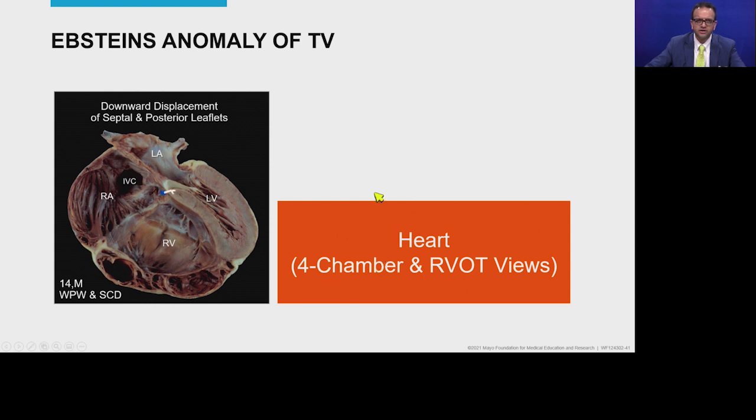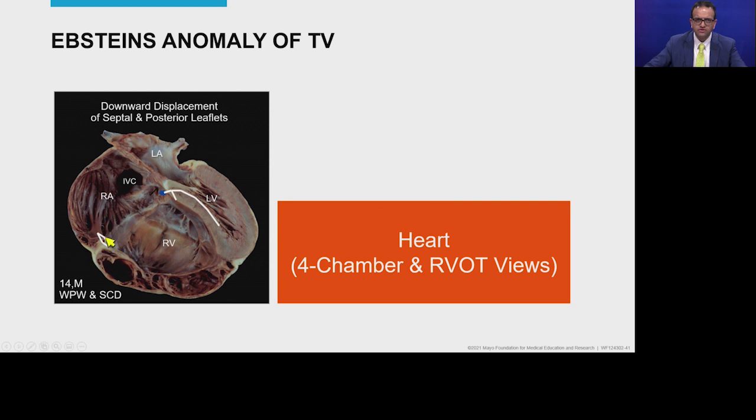Right bundle branch block is a rule in patients with Ebstein's anomaly, because the conduction as it goes from atrium to the AV node and His bundle, because of this significant enlargement of this chamber here, this normal right bundle gets lost and gets very diminutive and blocks. Because of which the conduction goes down the left side, LV, and then crosses from the interventricular septum and then activates this chamber of the right ventricle. Now this takes significant conduction delay. That's why you get this right bundle branch block in patients with Ebstein's.